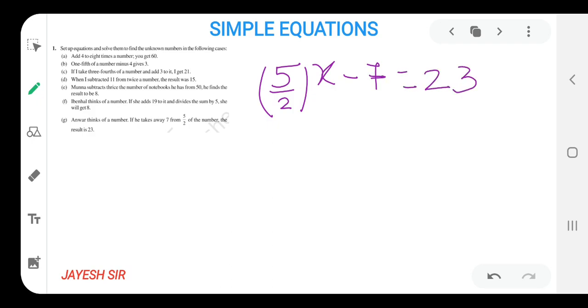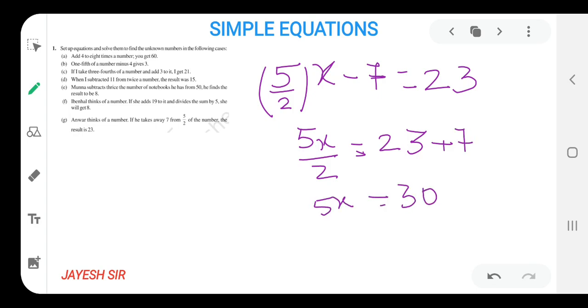Again I am telling, if it takes away, that means he is borrowing. If he subtracts 7 from, the number written after from will come first. What is the number? 5 by 2 of a number. 5 by 2 of x takes away 7, that means minus 7 will result in 23. Now we will solve 5x upon 2 minus 7. First we will write 23 as it is. Now minus 7 after going this side will become plus 7. So here we are getting 5x upon 2 as 30.